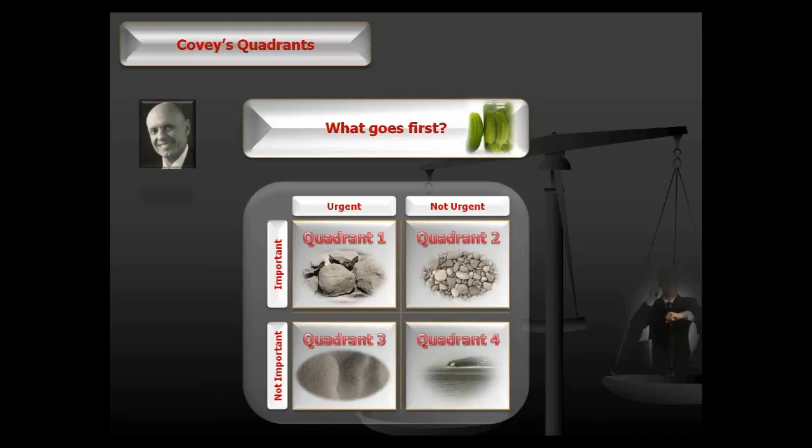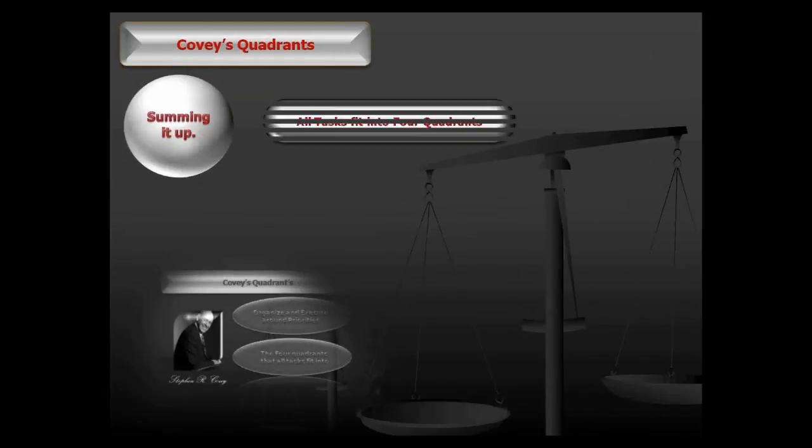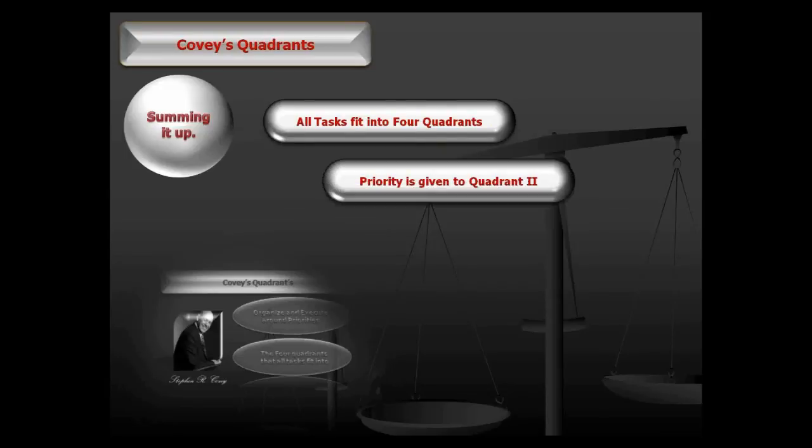Again, we're going to first focus on the bigger rocks. That's the crisis quadrant. We need to get rid of them quickly. Next, we're going to try to fit in quadrant 2, the pebbles, as many as we can. Finally, we'll take a look at the sand in quadrant 3, and then we'll fill up the rest with the water in quadrant 4.